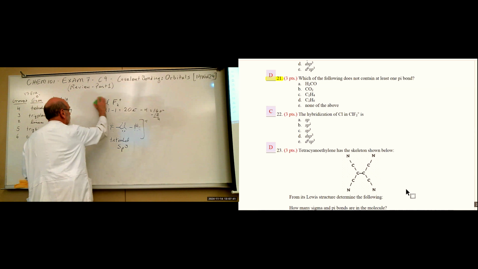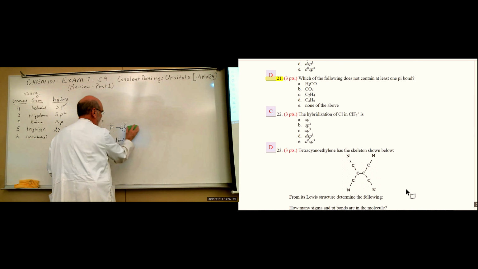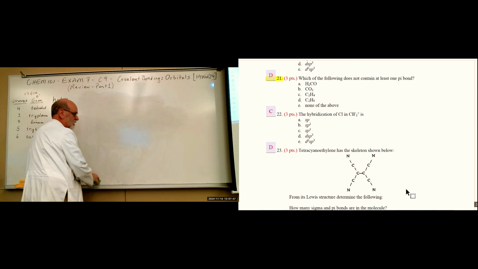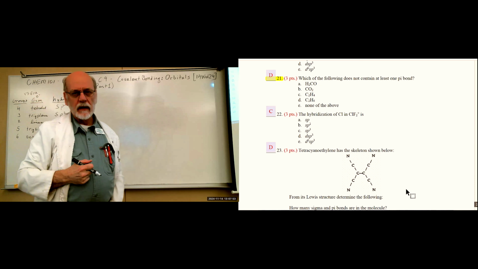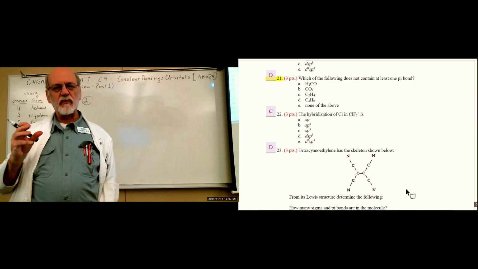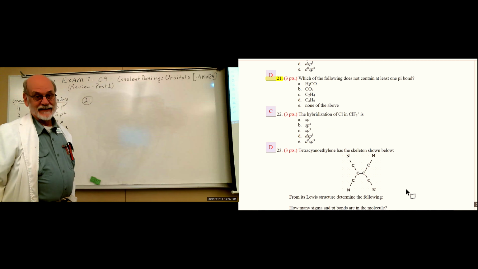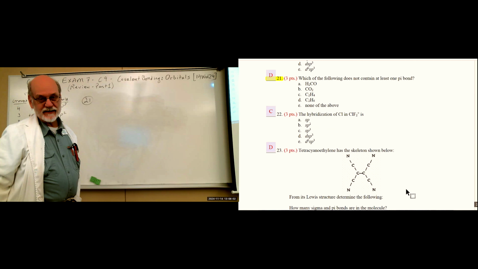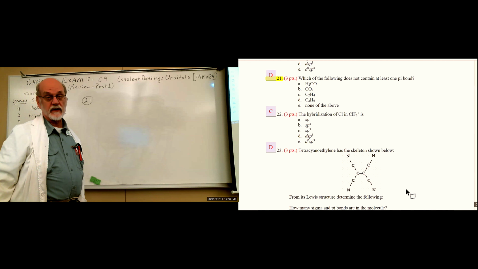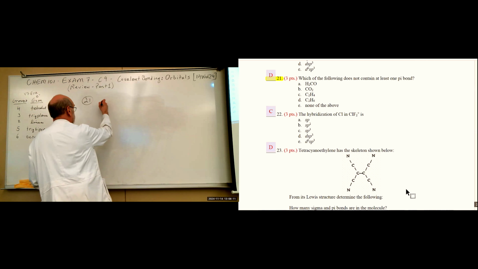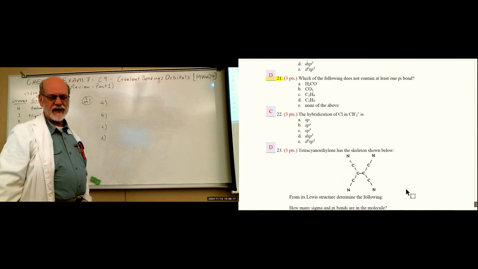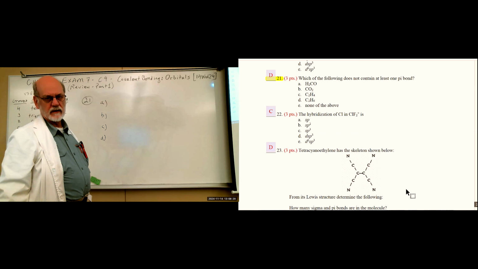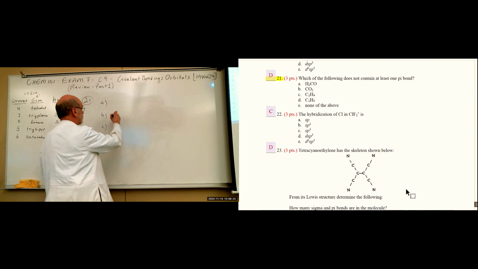Okay, 19. And 21. Which of the following does not contain at least 1 pi bond? Okay. All right. E says none of the above. I think we can discount that one because I see carbon dioxide in there. We know it has pi bonds. So A, B, C, and D, we just look at those. The ones that we've drawn already in the past, I'm going to go ahead and just throw those in. And we'll do the other ones longhand.